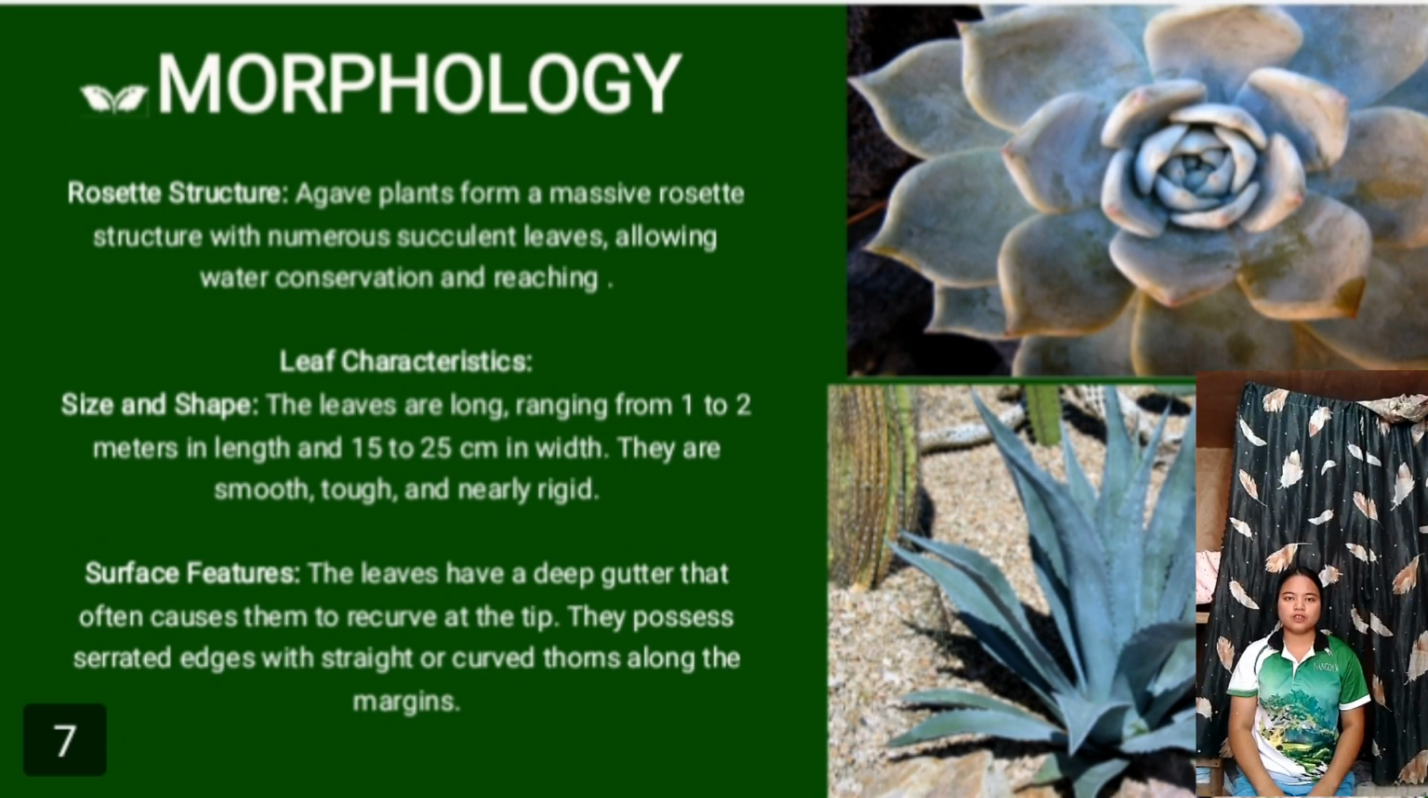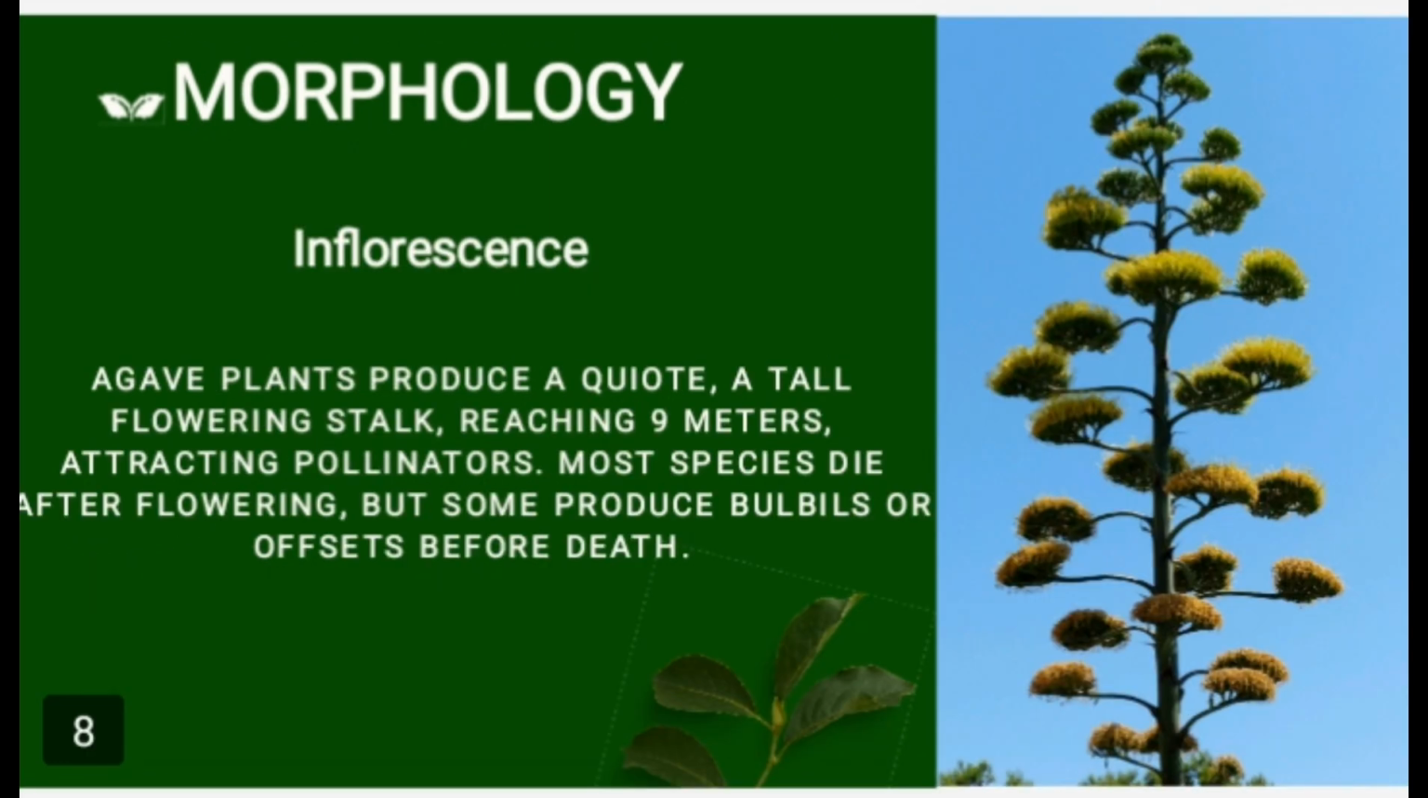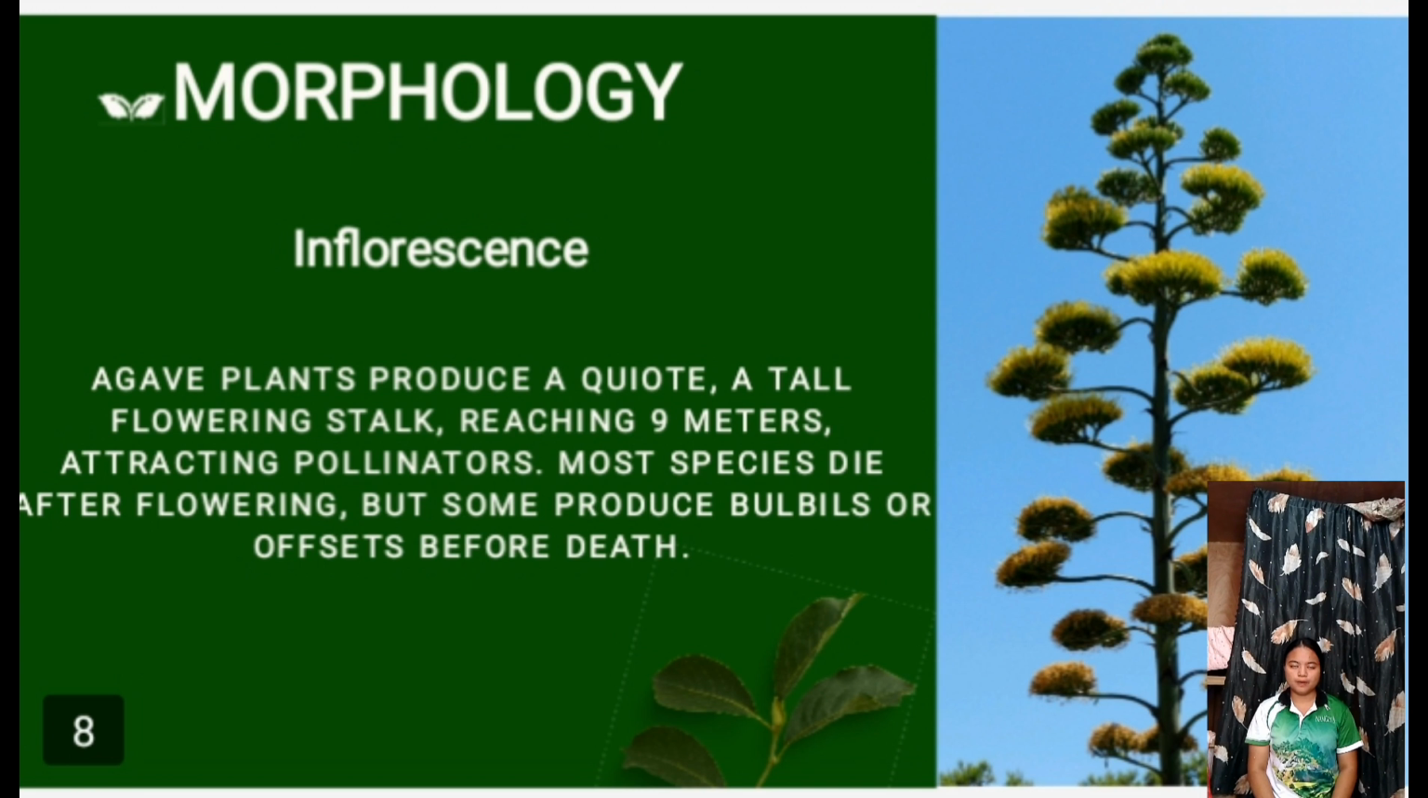For the surface features, the leaves have a deep gutter that often causes them to recurve at the tip. They possess serrated edges with straight or curved thorns along the margins. For the inflorescence, agave plants produce a tall flowering stalk reaching 9 meters, attracting pollinators. Most species die after flowering, but some produce bulbils or offsets before that.